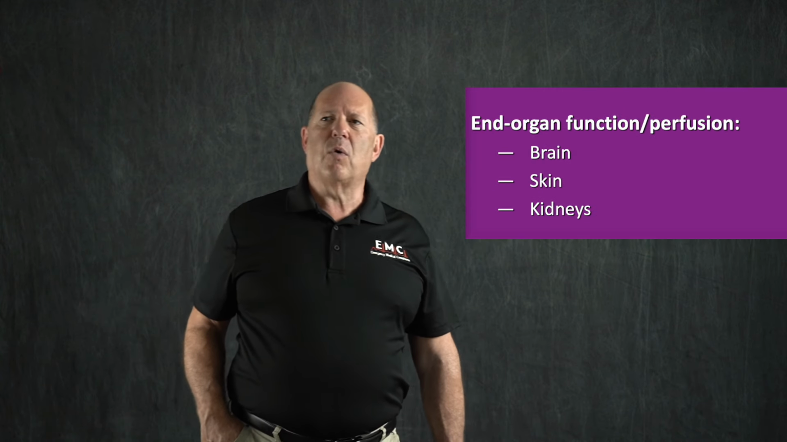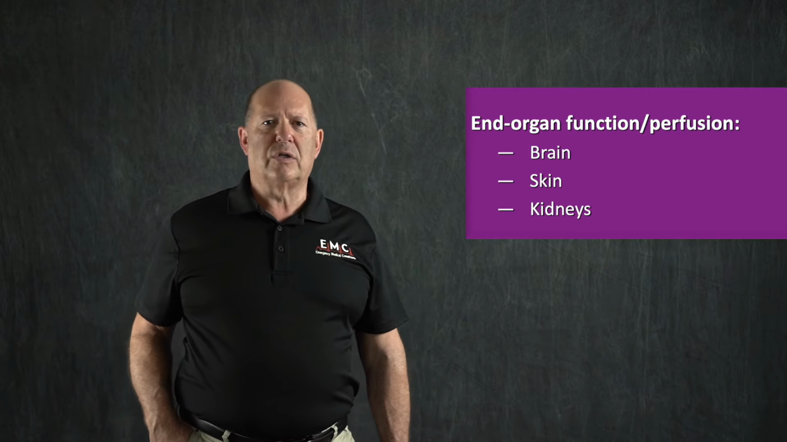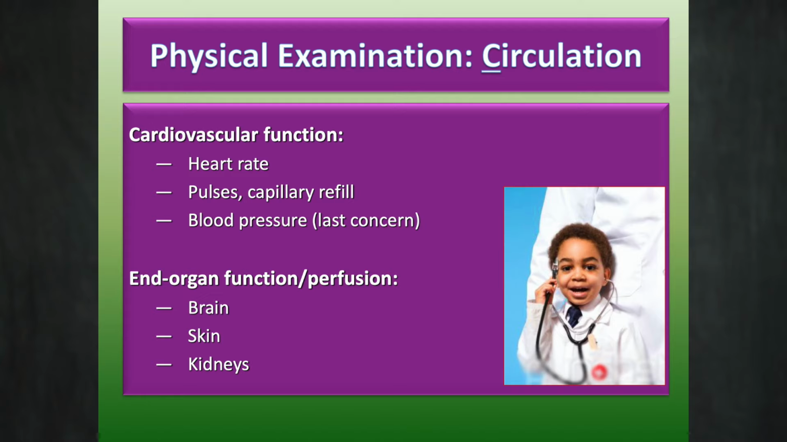So we're looking at end organ perfusion. What I want to know is, is the brain getting oxygen and blood and glucose like it's supposed to? Is the skin, and are the kidneys? So that's what we're going to look at here in these next couple of slides.